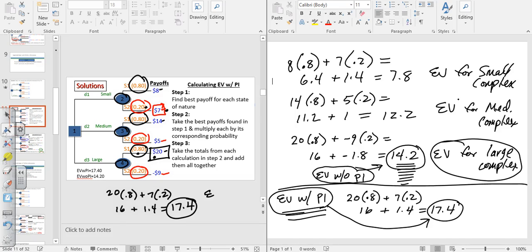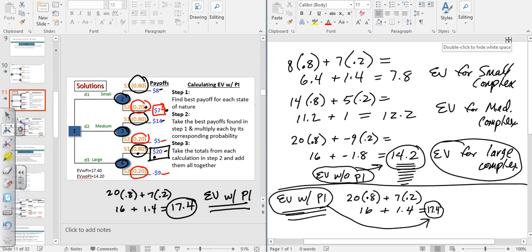And that is your expected value of, or not of, let's not confuse everyone here. That's your expected value with perfect information. And you can see that it's exactly the same. 17.4, 17.4. So we know we did it right.